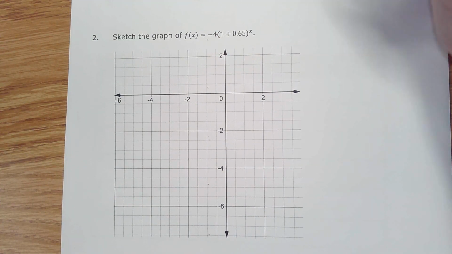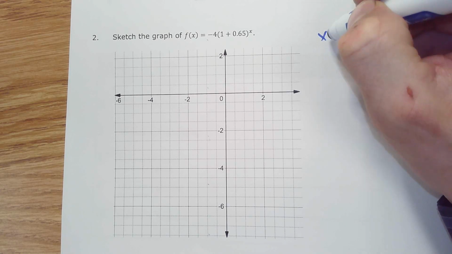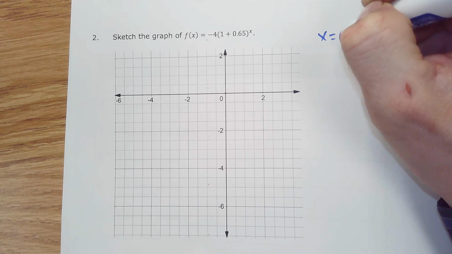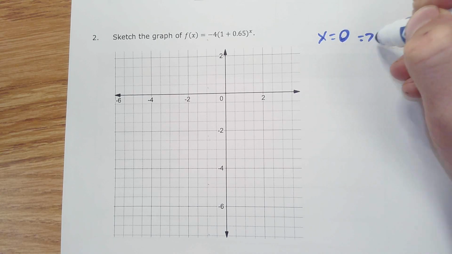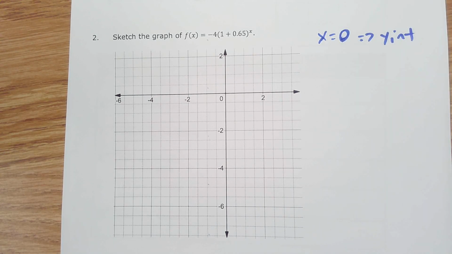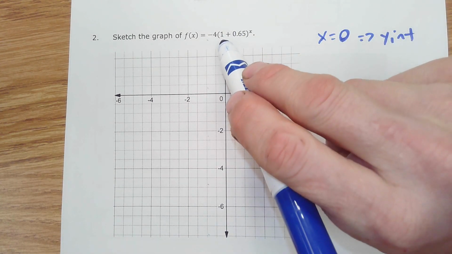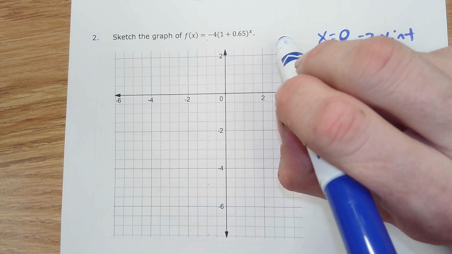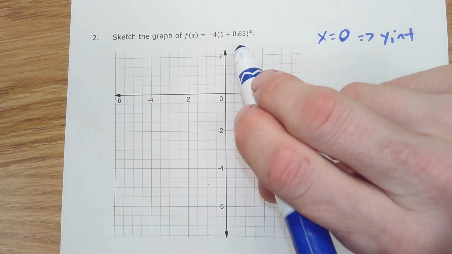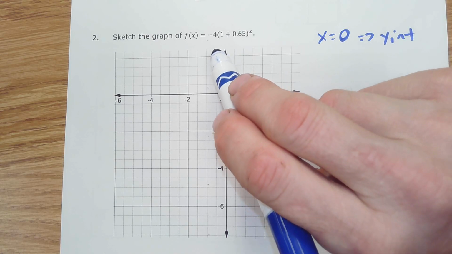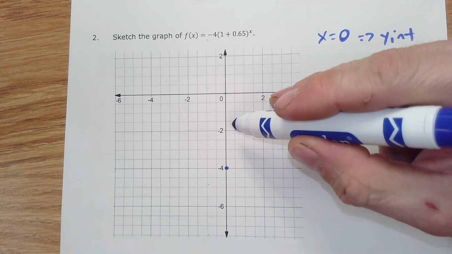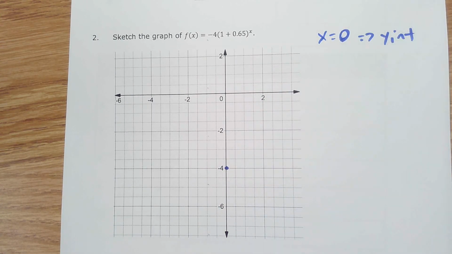So if I plug in x equals 0, that's the y-intercept. Something raised to the 0 is just 1, because anything raised to the 0th power is 1 from the laws of exponents. So it's going to be -4 times 1, which is -4. So when x is 0, y is -4.